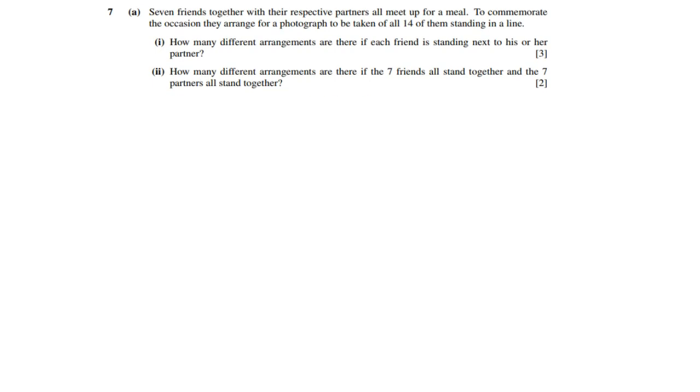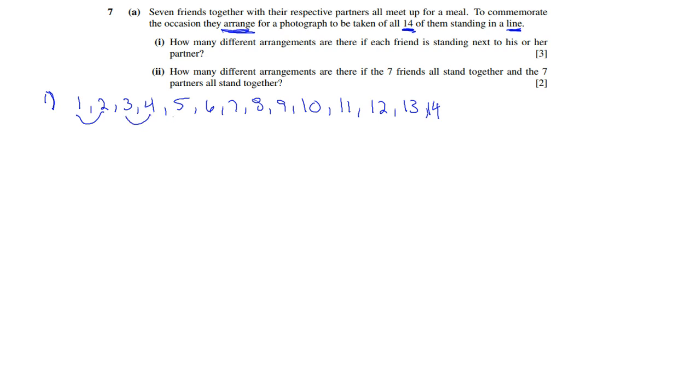7 friends together, with their respective partners, meet up for a meal, and then they want to arrange a photograph. They're all standing in a line. Now, arrange, keyword, we're talking about permutations. So anyway, we've got 14 different objects. In this case, they're people. And so we can just represent them as numbers, 1 through 14, and put them in a line. And then we'll assume that 1 goes with 2 and 3 goes with 4, that these guys are partners. And now all we've got to do is figure out how many different arrangements if they stay together.